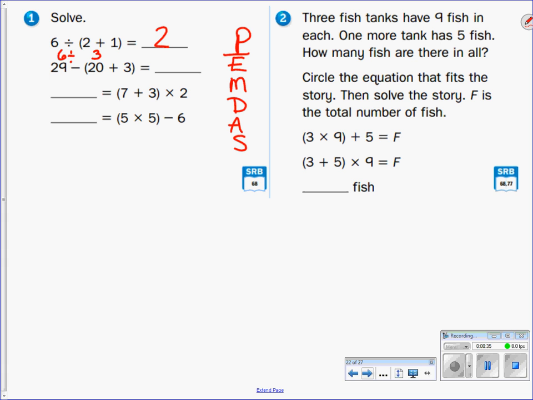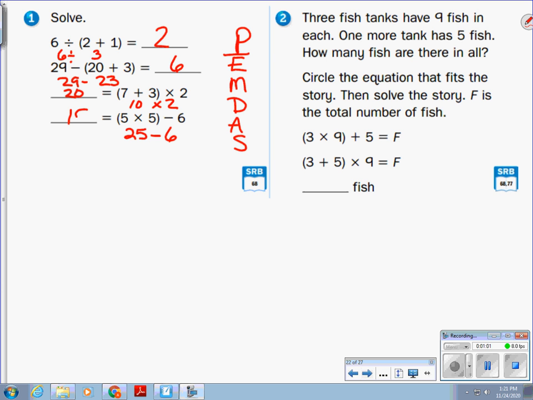29 minus the parentheses: 20 plus 3 is 23. So 29 minus 23 would equal 6. 7 plus 3 is 10, and 10 times 2 would be 20. 5 times 5 is 25, and 25 minus 6 equals your 19.